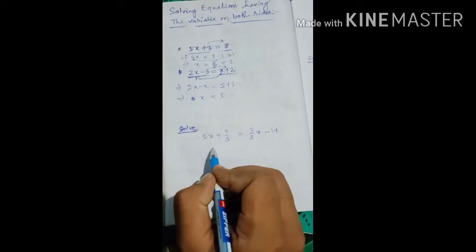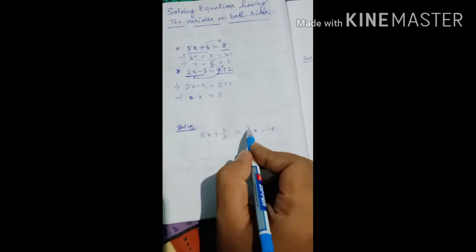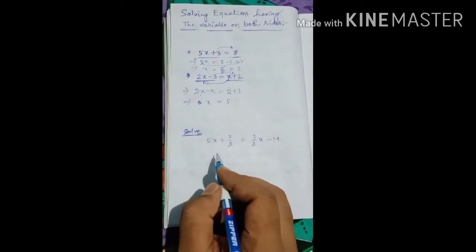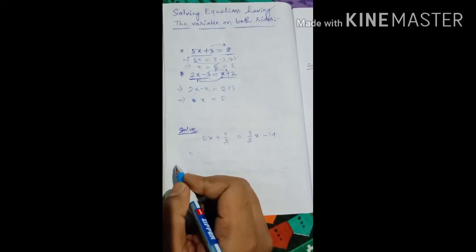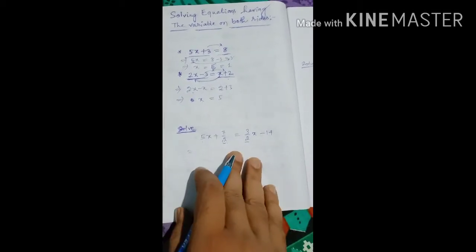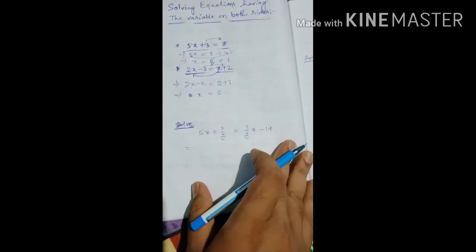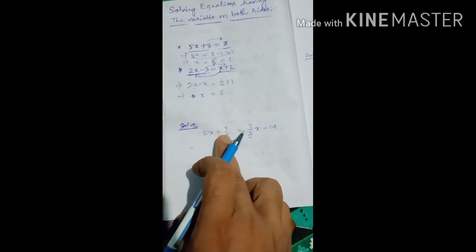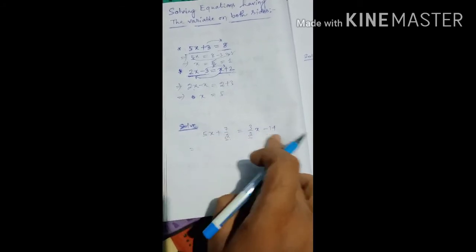Here the question is 5x plus 7 by 2 is equal to 3 by 2x minus 14 right now. So what will we do in this situation? At first, if we want to remove these twos, what do we have to do? We have to multiply both sides by 2.